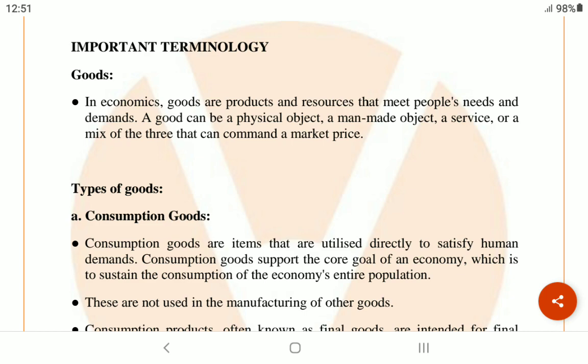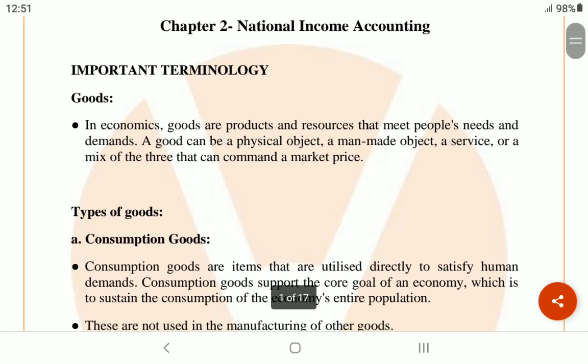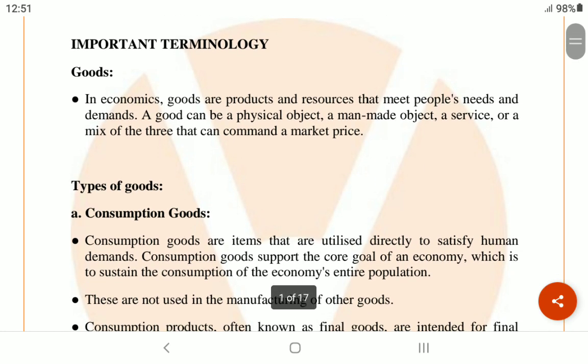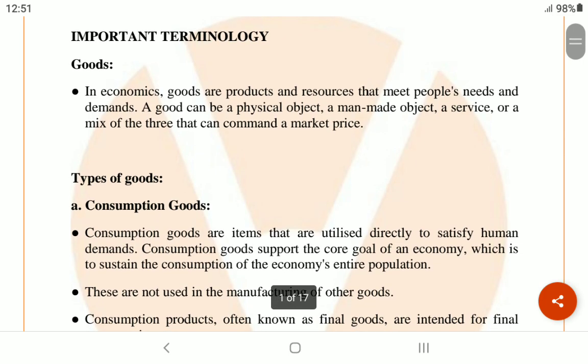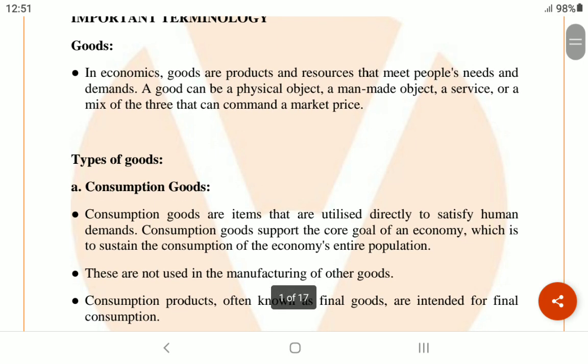Okay, first is important terminology. What are the important terminologies in this chapter, national income accounting? In this chapter, what are the important terminologies you should know, and they may ask the terminologies for 1 or 2 marks.